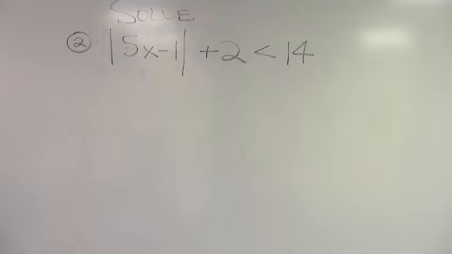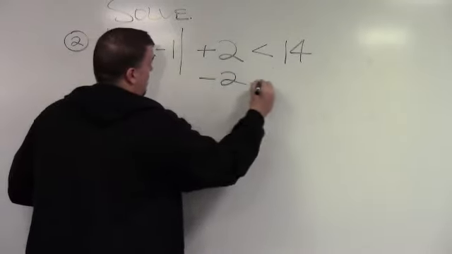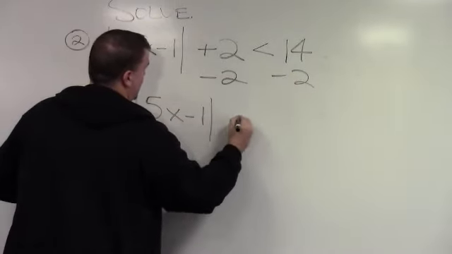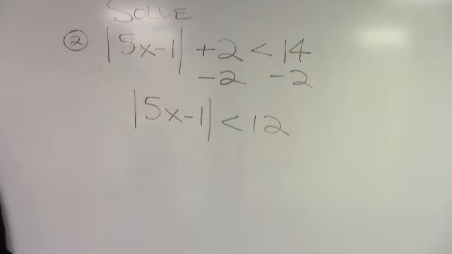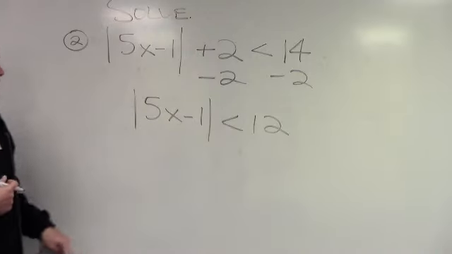Problem number 2 involves an absolute value inequality, way back from chapter 2. Remember that before you solve, you have to isolate the absolute value. So what do we have to move first? 2. At this stage, we have to determine whether we're going to have an and or an or statement. So less than means and or or? Less than means we're going to have an and statement.